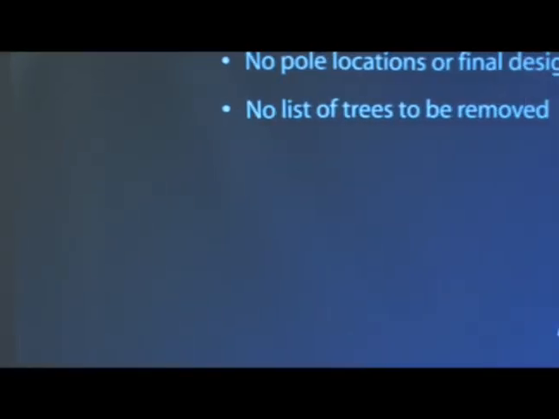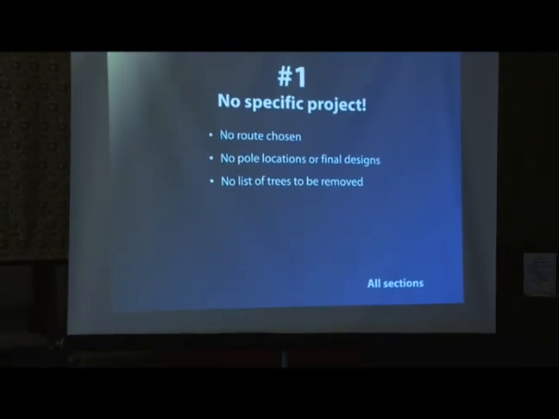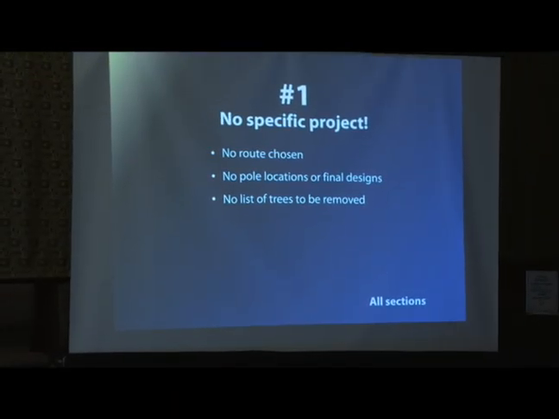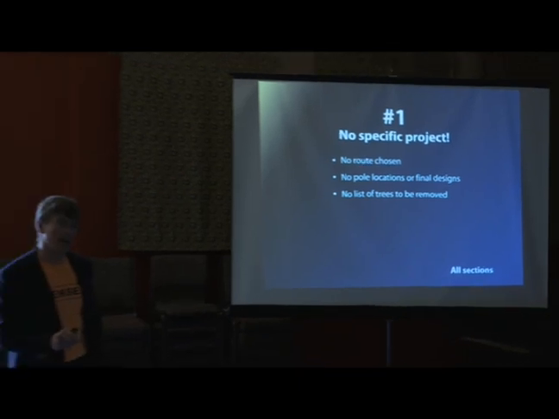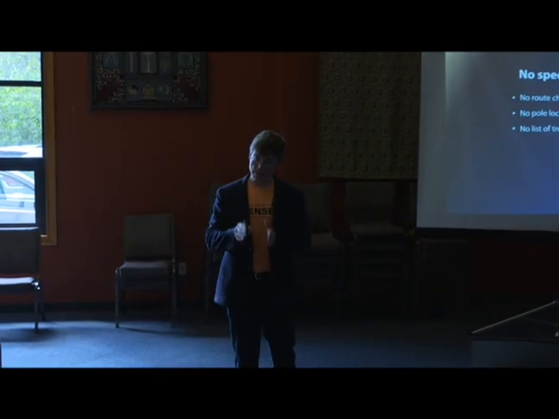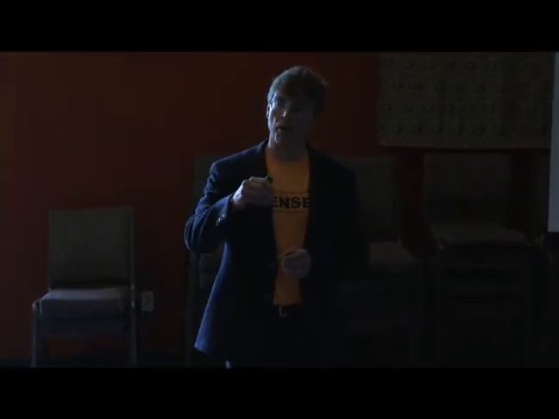Okay, so our number one complaint with this EIS is why are we still talking about all these different route options? We really expected that the EIS at this time would tell us, okay, here's the route we're going to use, here's where the poles are going to go, here's the trees that we're going to have to take out. This is necessary in order to evaluate the environmental impact.